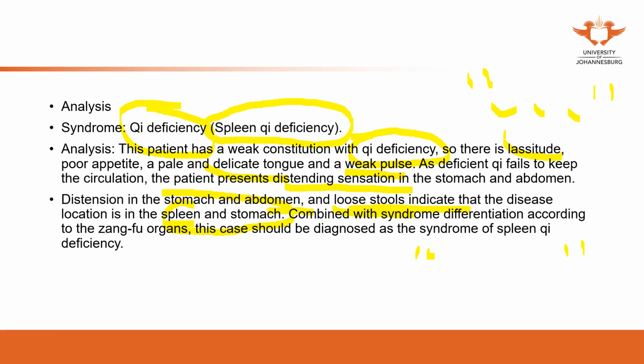In the treatment, we're going to use acupuncture points to improve the qi deficiency, especially spleen qi deficiency. We will choose some acupuncture points in the spleen meridian and the stomach meridian, which can tonify the qi. That's how to treat this kind of patient.